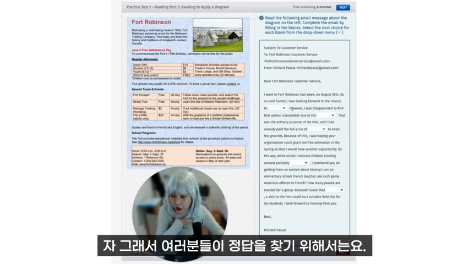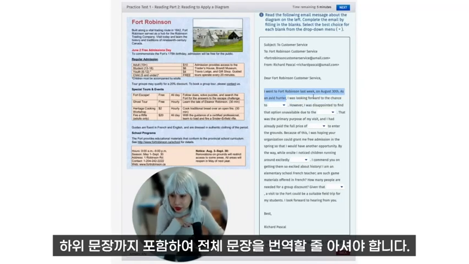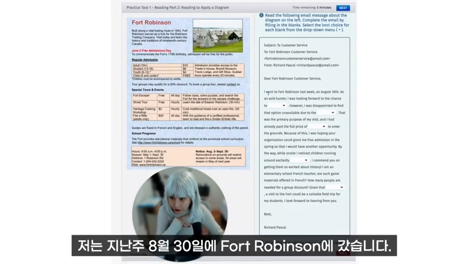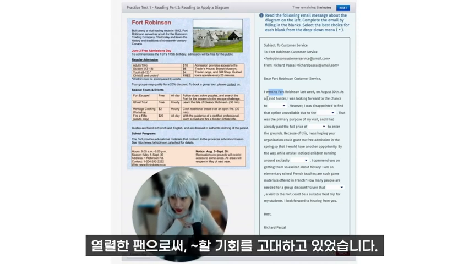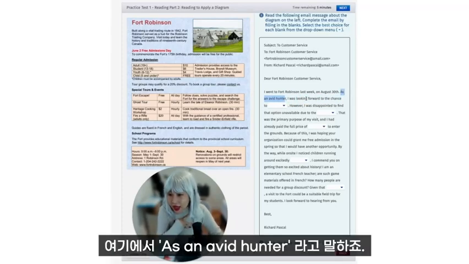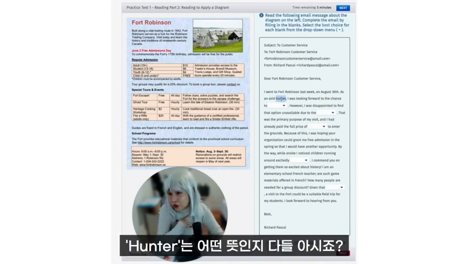For you to be able to find the right answer, you need to be able to translate the whole sentence, including the sub-sentence, because that's how you get the contextual meaning of this letter. Okay, let's see. I went to Fort Robinson last week on August the 30th. As an avid hunter, I was looking forward to a chance. Okay, so this is a really important part. It says, as an avid hunter. You might not know what avid is, but you know what hunter is.